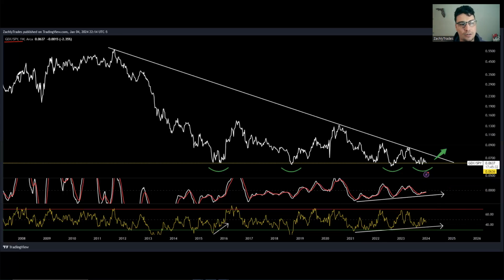Right. There's also this very long-term trend line. This goes back all the way to 2011. All right. And then we reject here again in 2020. And then we reject here again, here more recently last year. All right. And the more times you test a level, the weaker it's going to get. And it's very possible, I think, that we can break out for GDX.